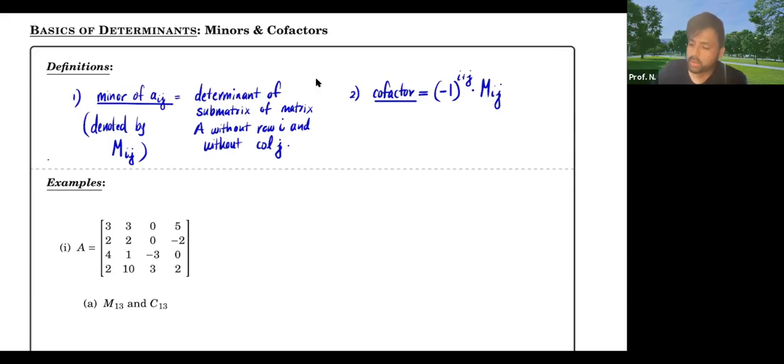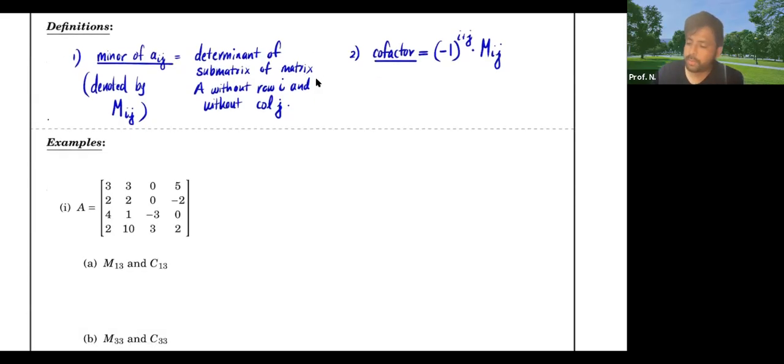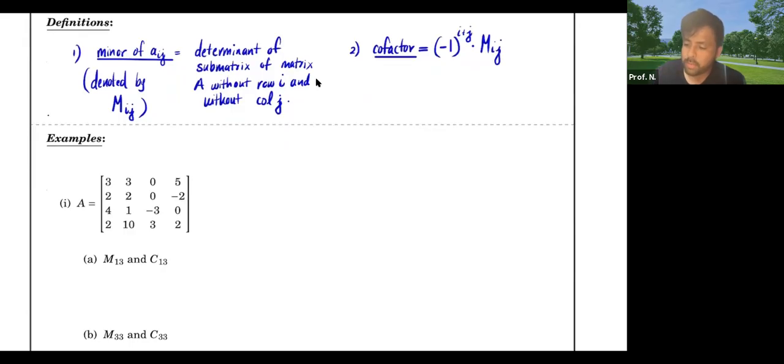So what in the world are we speaking of? Look at the first example. When I'm looking at this matrix A, and I want to figure out what M13 is, and then I want to figure out what C13 is. When I want to figure out M13, I go to 13. What is 13? 13 is this entry here, right? First row, third column. And what I'm going to do is strike out the first row and the third column.